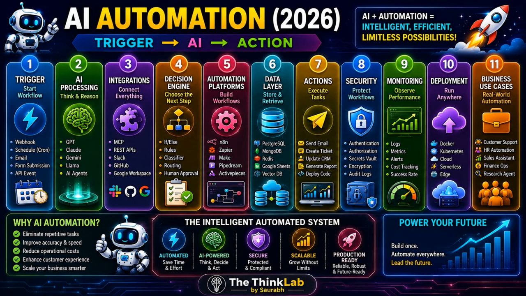Now we are going to summarize the video. The final outcome from this video is that when you combine everything, you get a system that can automate, AI powered, secure, scalable, and production ready. If you check the future mindset, we are moving from doing tasks manually to designing systems that run automatically. Right? So that is AI automation explained in the simplest way.